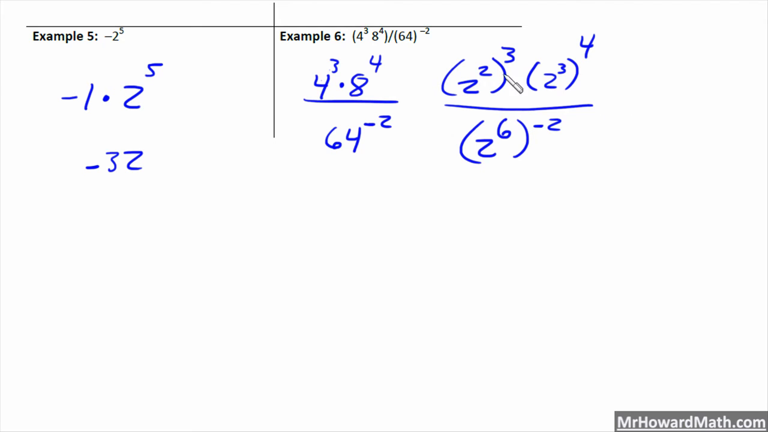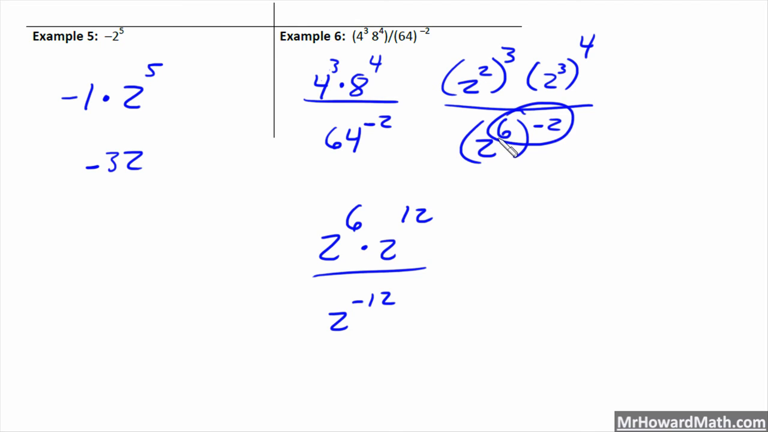So then the next step, we use our outside to inside rule, so these exponents here, here, and here will be multiplied. So we get 2 to the 6th times 2 to the 12th, all over 2 to the -12.